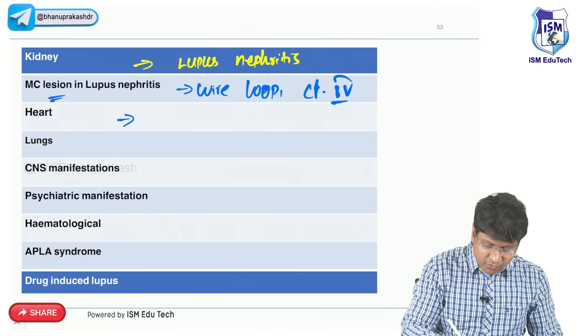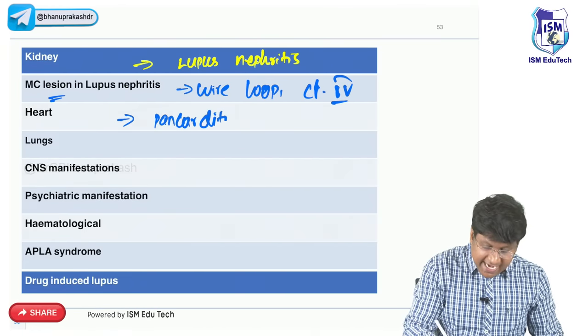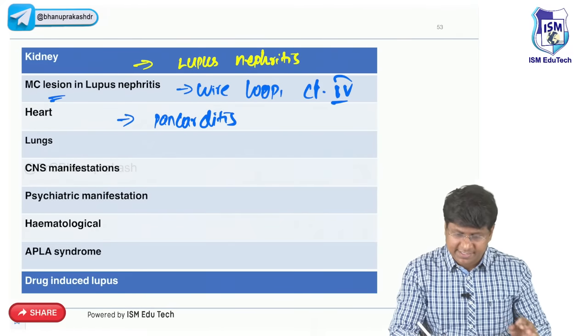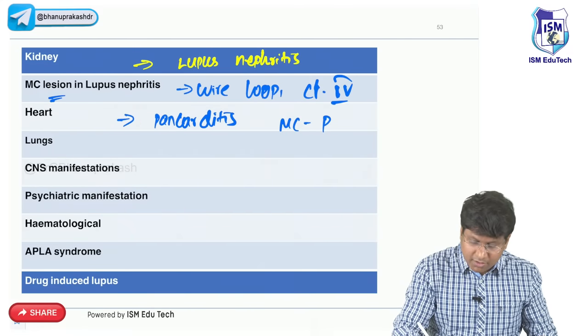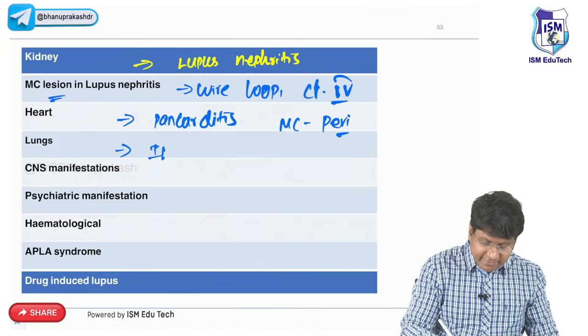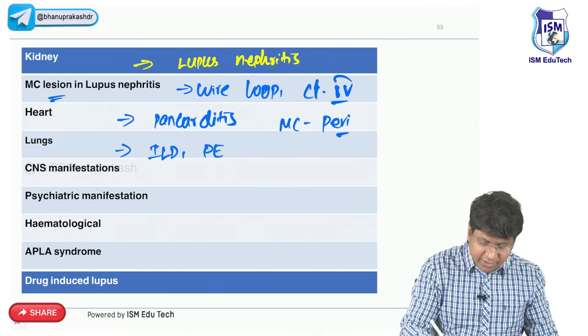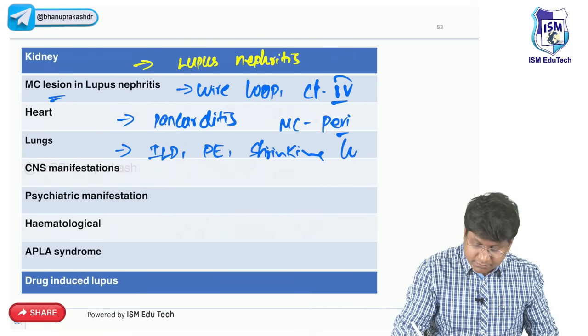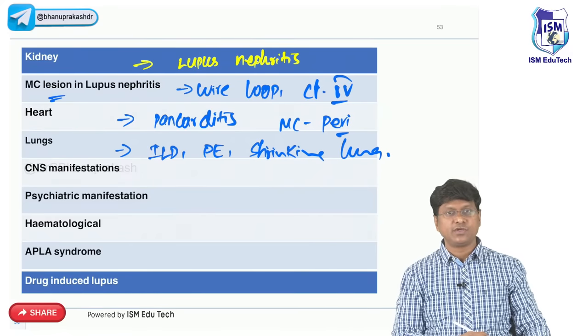Now, what is the cardiac involvement? The cardiac involvement will be in the form of pancarditis. Among this pancarditis, that is pericarditis, myocarditis, and endocarditis, the most common will be pericarditis. And what will be the lung involvement? That will be in the form of interstitial lung disease, pleural effusion. And then these individuals will also have shrinking lung, right? These individuals will also have shrinking lung.